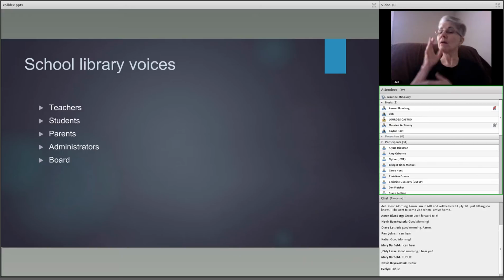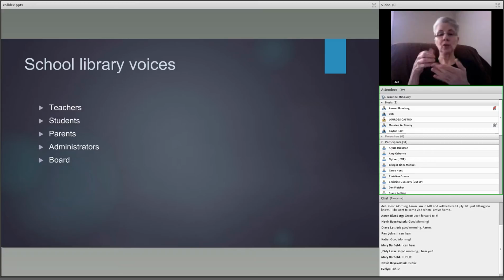Parents certainly have to be considered. Working with parents as a school librarian is something that I know is a challenge, but something that has to be considered. And when you make a selection in a school library, I think that remembering how parents are going to react and being prepared to talk with parents about the selections you've made is important, and taking their thoughts too in what you should be collecting.